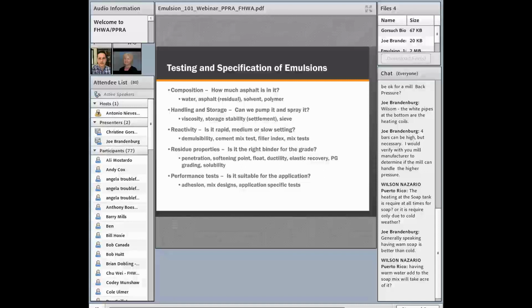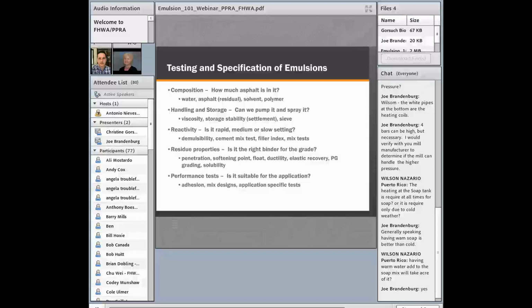So one of the simplest tests is composition. So did we put the right amount of asphalt in it? So we test asphalt, residue, solvent, by different methods like distillation or evaporation. And then handling and storage tests are tests like viscosity, storage stability, sieve. So they're answering questions like, can we pump this material and can we spray it?